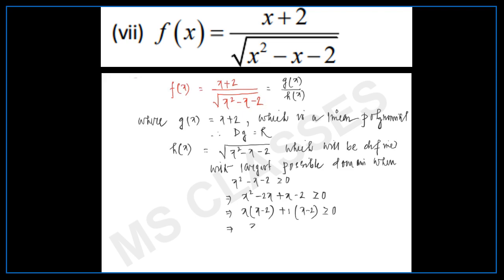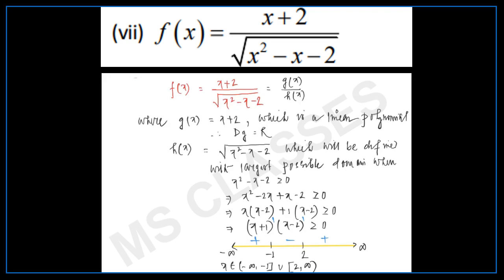Here (x plus 1) into (x minus 2) greater than or equal to 0. Now if we take a number line, what we do is minus infinity to infinity, with critical points minus 1 and 2. So plus, power odd, sign changes, sign changes. So here x belongs to minus infinity comma minus 1 closed union 2 to infinity.